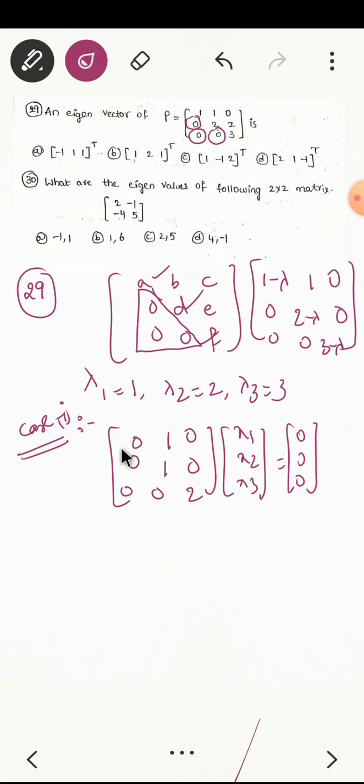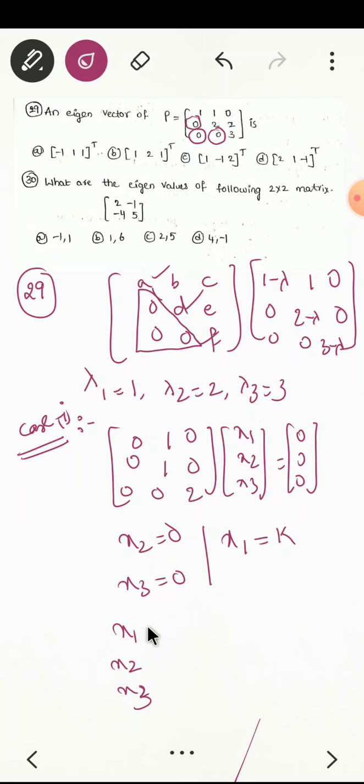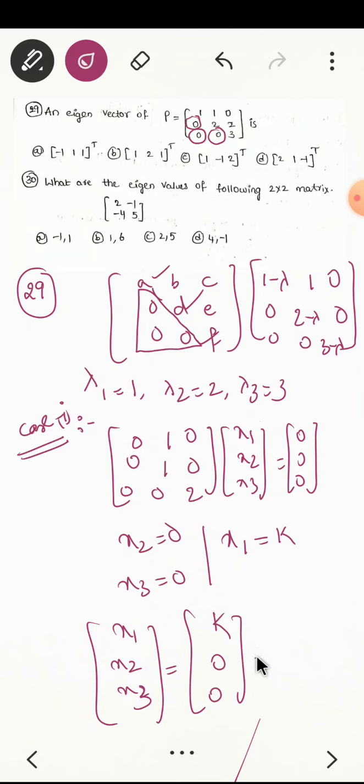Now what will you get? From the first row I am getting x2 equal to 0, from the second row also x2 equal to 0, and from the third row x3 equal to 0. x1 we don't know, so I can take x1 as k. Start formulating the vector x1 x2 x3: k, 0, 0. Take out k: 1 0 0. In transpose form, (1 0 0) transpose. Do we have any option like this? No.